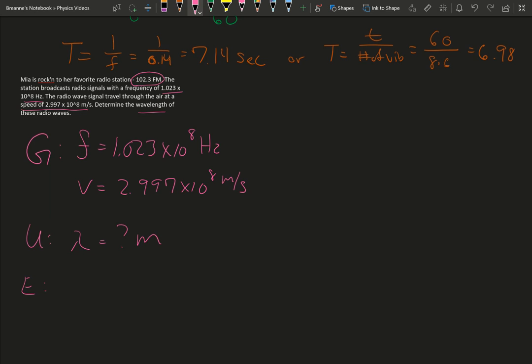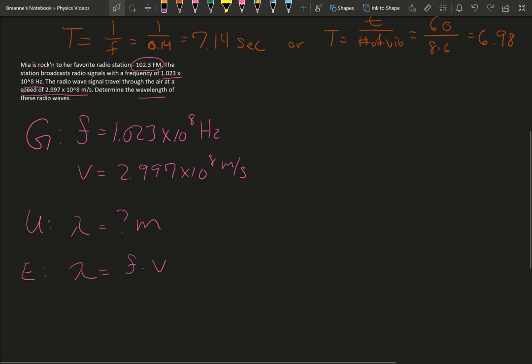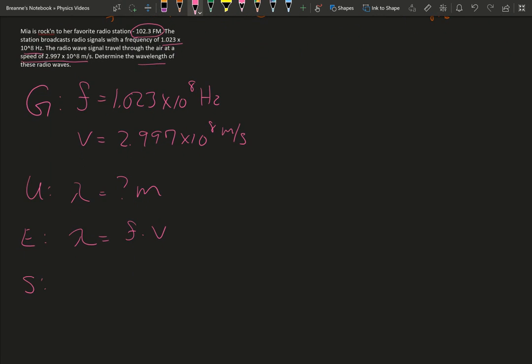So our equation is just going to be wavelength equals frequency times velocity, or velocity times frequency, whichever way. If we substitute, we get 1.023 times 10 to the 8th times 2.997 times 10 to the 8th. Now remember, there's a special way to plug it into the calculator. You want to put those parentheses, and you want to do 1.023. Remember to do the capital E if you have a graphing calculator. If not, you can always use Desmos, and it should work.